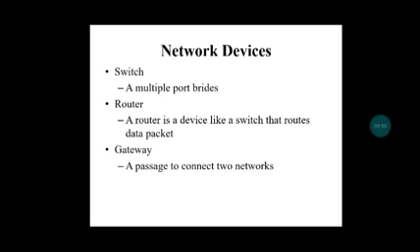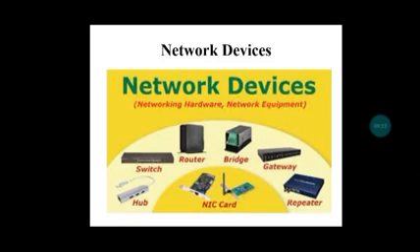A switch is a multiple-port device. You can connect n number of nodes. When we are using star topology, we mostly use a switch. A router is a device like a switch that routes data packets. A gateway is used to connect two networks. So these are the simple network devices: switches, hubs, repeaters, bridges, gateways, and routers.